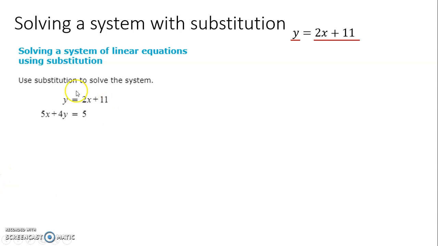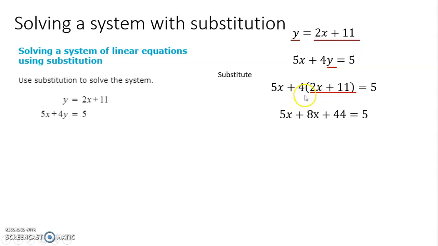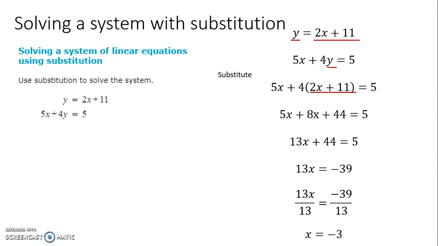So in this example, we've got y equals 2x plus 11, and then we have the second equation. We're going to sub in what y equals from the first equation into the second one. So in place of y, we're going to write what y equals, which is 2x plus 11. So substituting and then distributing. So I've substituted in for y, 2x plus 11, and then I just go ahead and solve this like a regular equation. So distribute, and I have 5x plus 8x plus 44 equals 5. I combine my like terms, so 13x plus 44 equals 5, and then I solve, I get x equals -3.